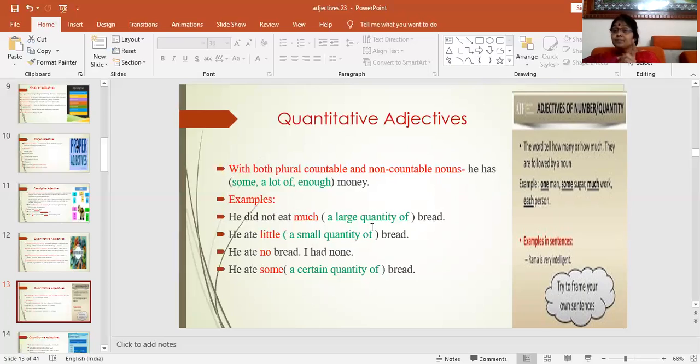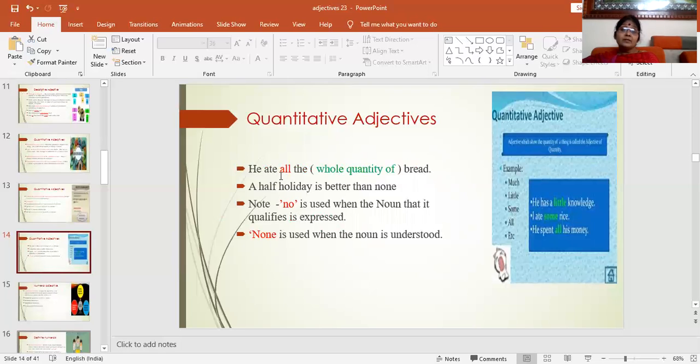Say one man, some sugar, much work, each person. They're always followed by a noun, right? Then we have some more examples like he ate all bread, whole quantity, right? Now remember, no is used when the noun that it qualifies is expressed, and none is used when the noun is understood.